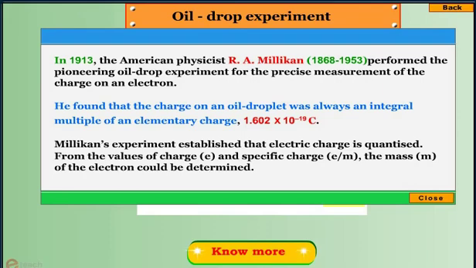From the value of charge e and specific charge e/m, the mass m of the electron could be determined.